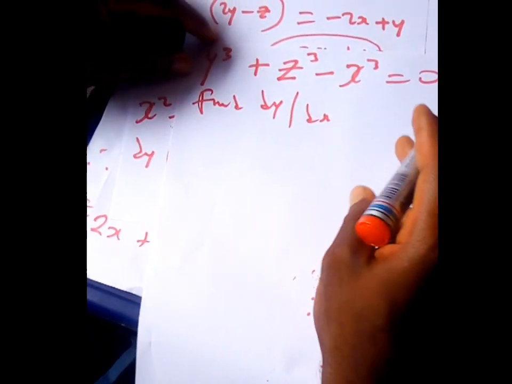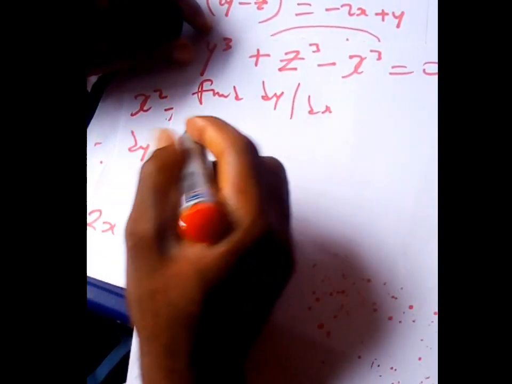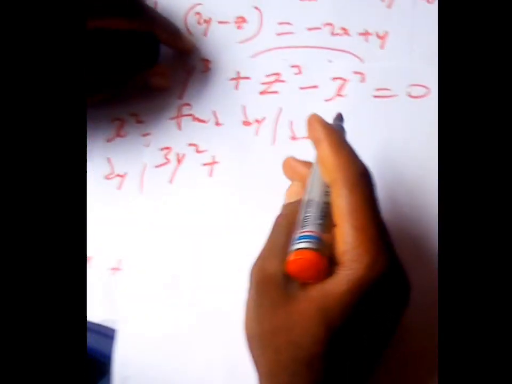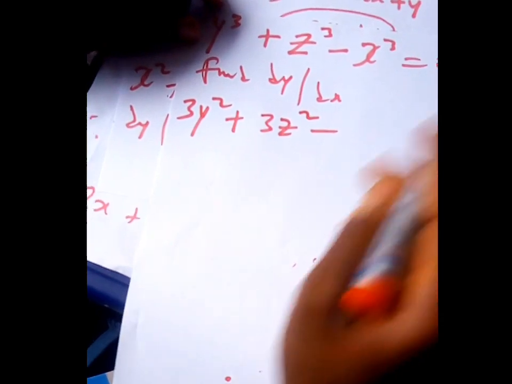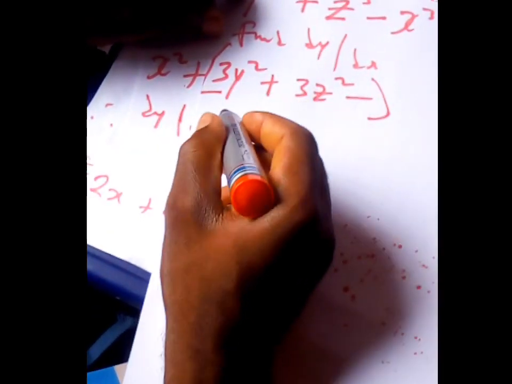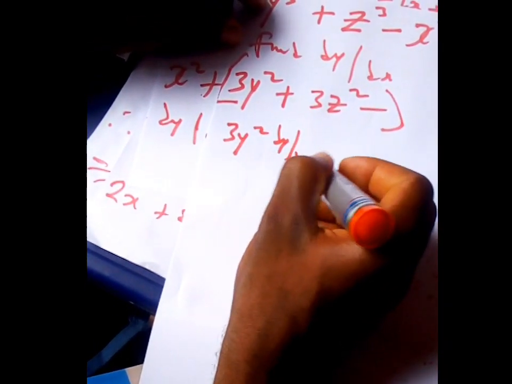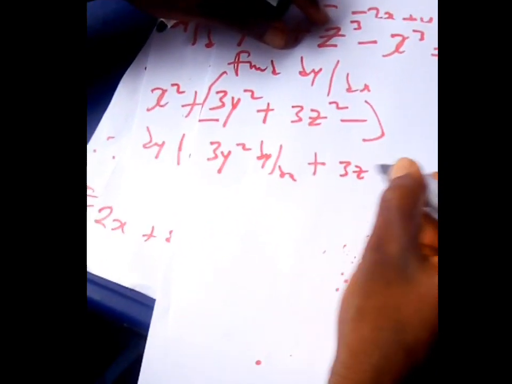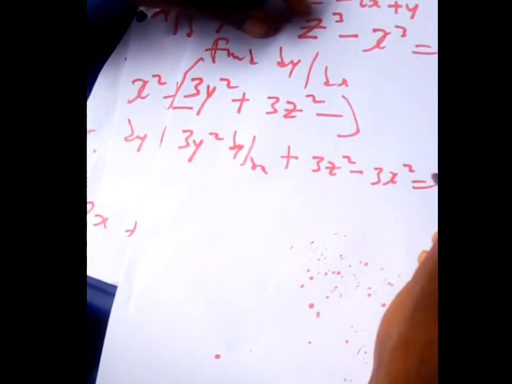Finding the derivative of this function, whenever we differentiate a variable y, we attach the dy dx. Now, finding the derivative of y cube, we are having 3y square dy dx, plus the derivative of x cube, 3x square, minus the derivative of z cube, 3z square, equals 0.